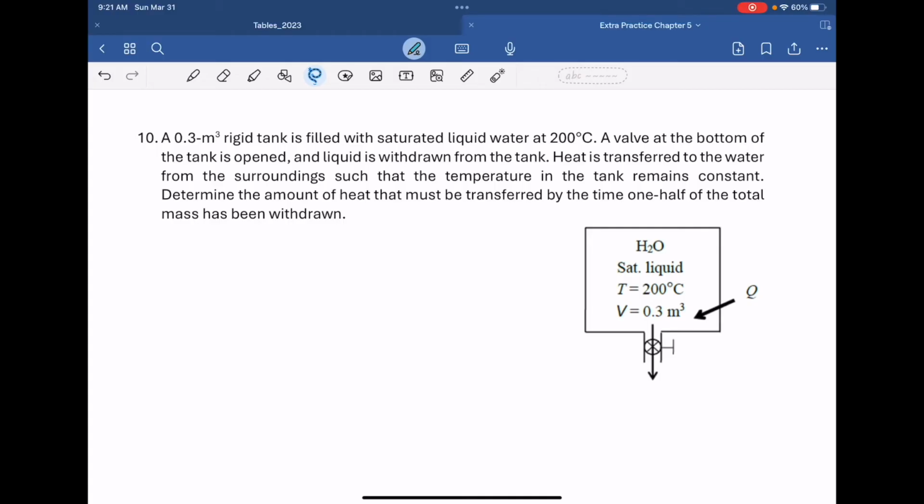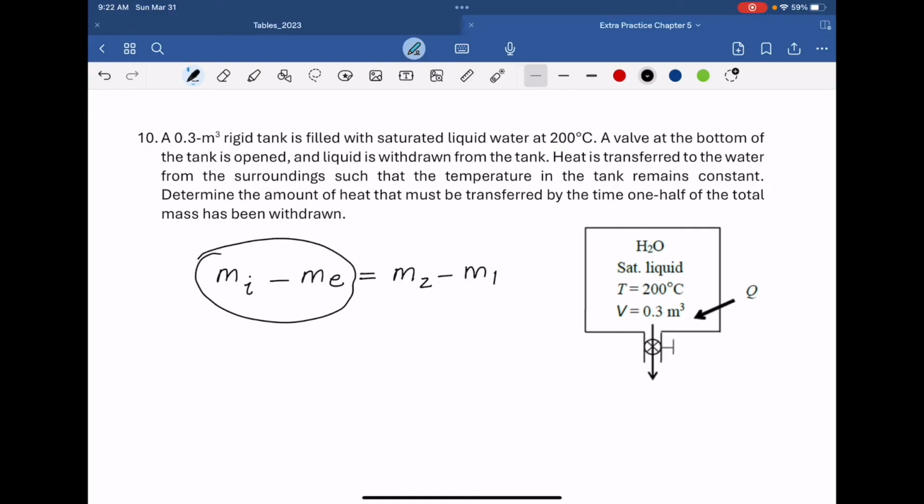Okay. So let's write the mass balance. In minus out, getting in mass minus getting out mass is equal to the change in the mass of our system. Again, this is called mass balance because on the left hand side we have mass interactions, getting in and getting out, that is causing a change in your system's mass.